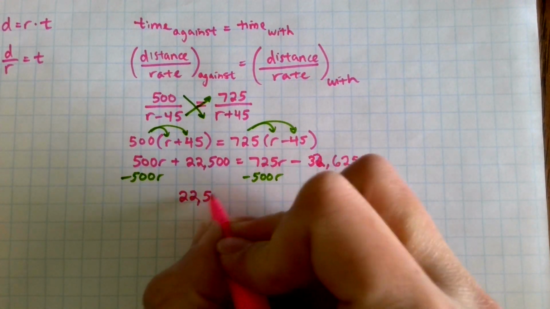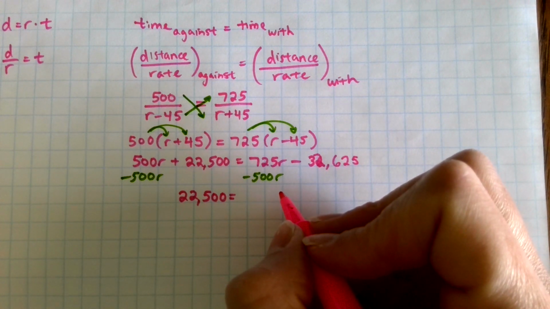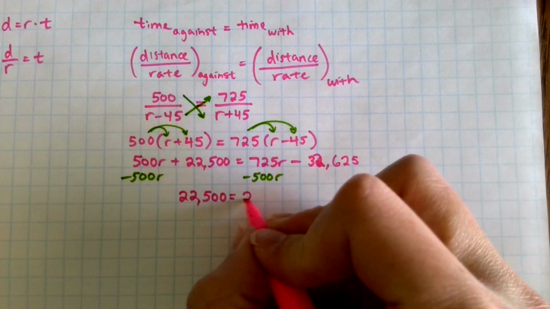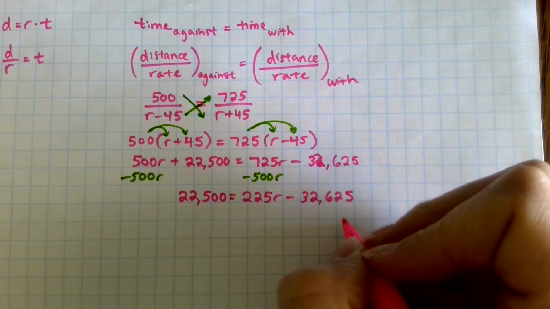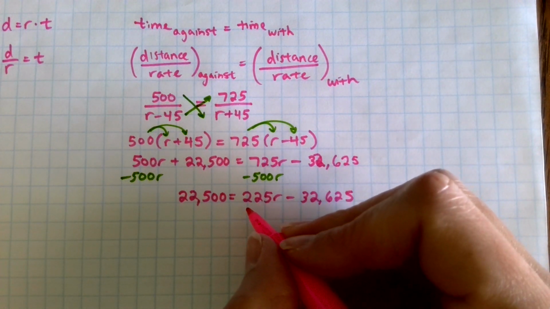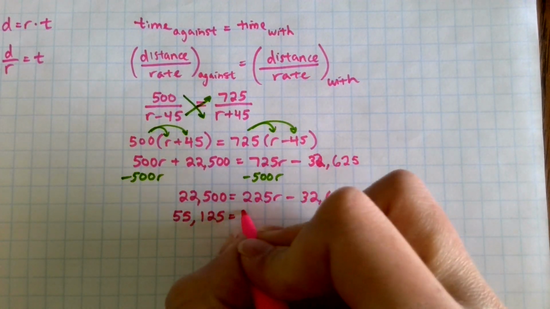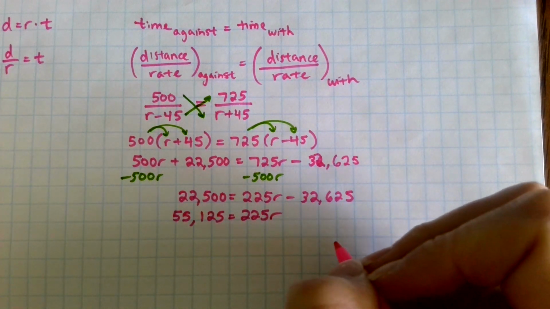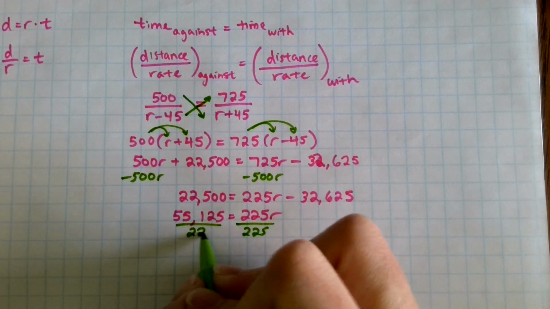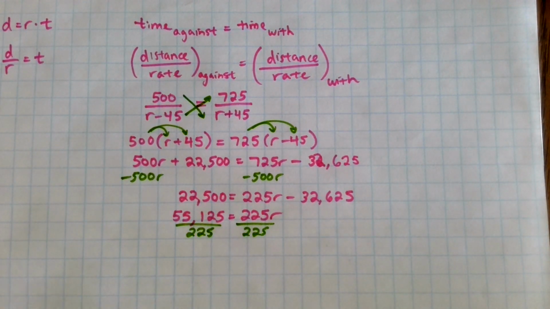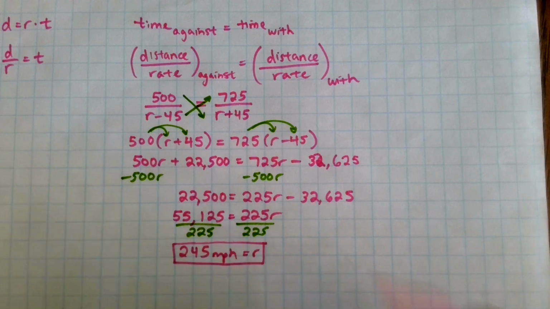So we're going to have 22,500 left on the left-hand side. 725r minus 500r is going to give us 225r. And then we still have this 32,625. We're going to add the 32,625 to both sides, and when we do that, we're going to have 55,125 equal to 225r. And then our last step is to divide both sides by 225. And we're going to find that our rate in still air is 245 miles per hour. And there's that problem.